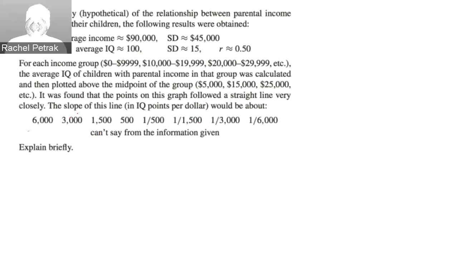So let's first think about what's going on here. What they're really asking us is to come up with the slope of the line based on a description of the regression line. So they've given us a description of the regression line, and we need to use that. We need to recognize that this is the regression line of IQ on parental income.